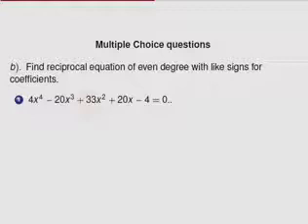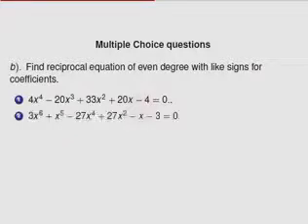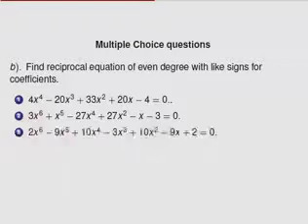But the first choice in the given equation is of even degree, but the coefficients are of unlike signs, so this is not possible. And the next one, here also the equation is of even degree, but we can observe the terms: a naught is 3 and an is minus 3, so unlike coefficients, this is not possible.